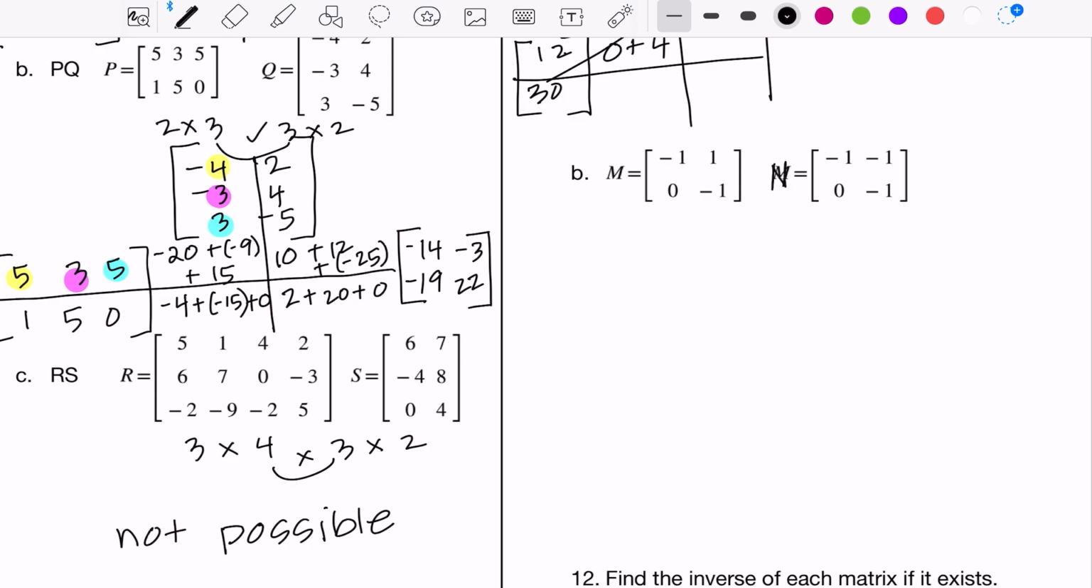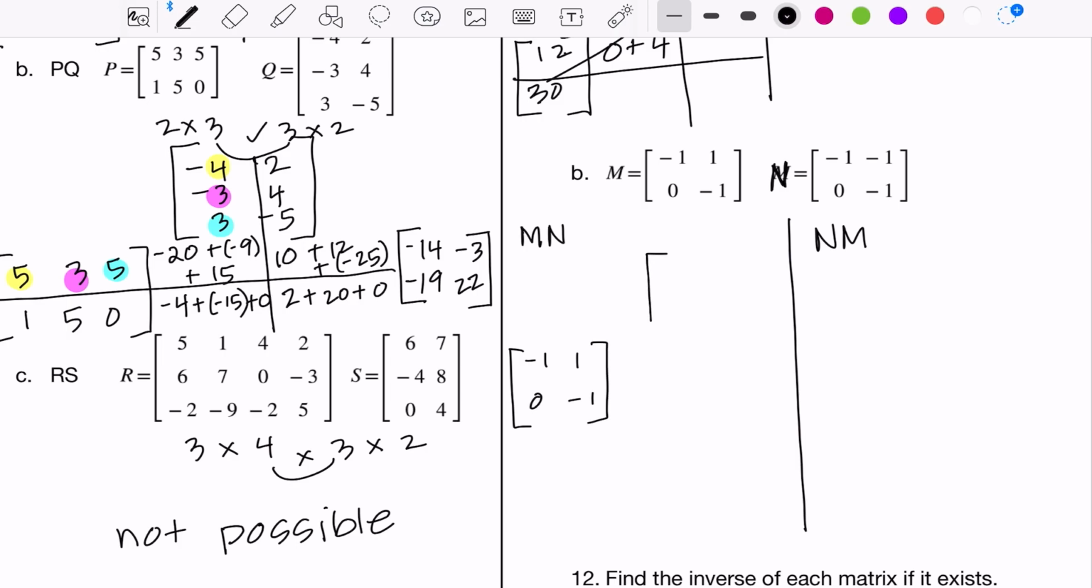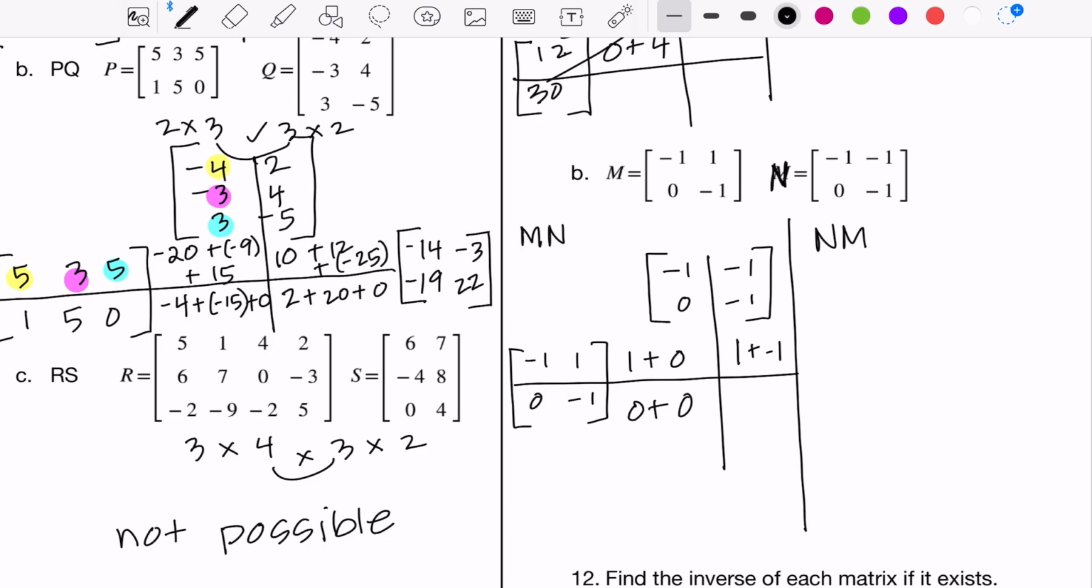So let's go ahead and rename this one N. And what we're looking for is that MN, and then because order matters when multiplying matrices, we also have to do the reverse order. Negative 1 times negative 1 is 1 plus 0, and that's 1 plus negative 1. That's 0 plus 0 and 0 plus 1. So my matrix comes out with the identity.